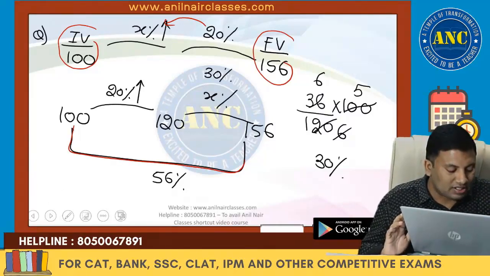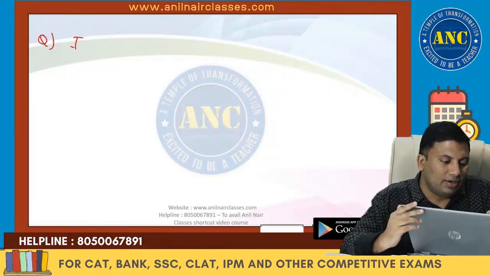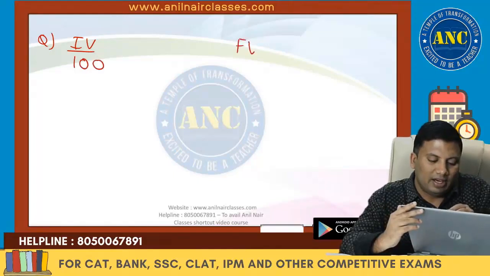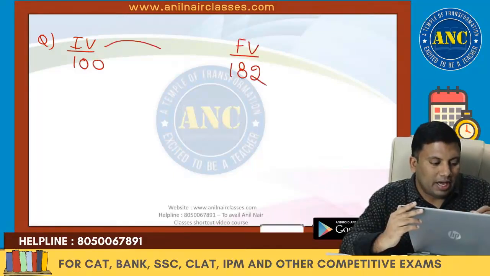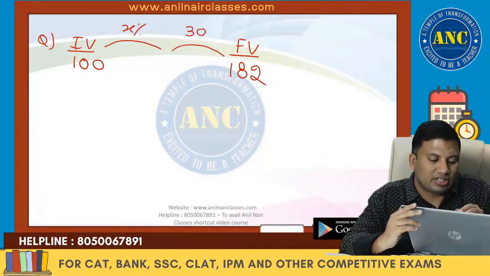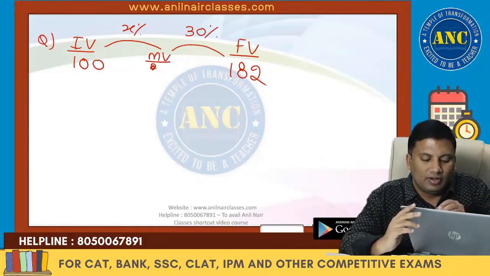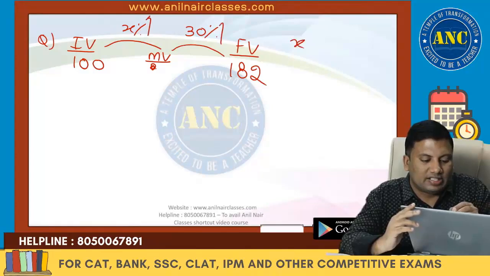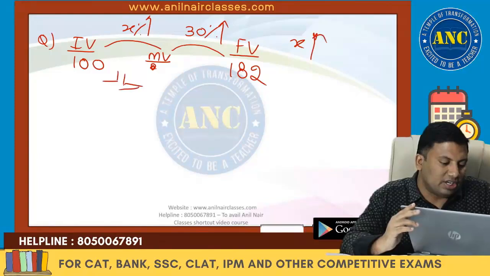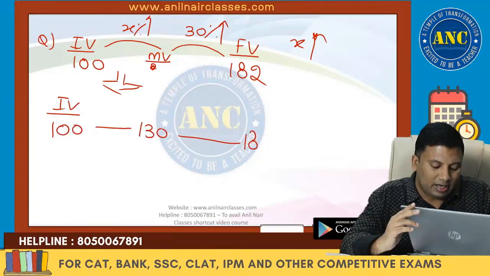Second example. Take these examples, sir. Second one. Initial value 100, final value 182. X percentage, again it is 30 percentage. This is the middle value. Find x. Both are increasing. Now see here. This can be changed to initial value 100, 30 percentage increase, 130. This is nothing but 182.